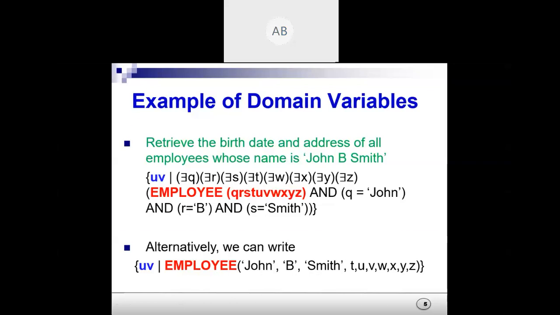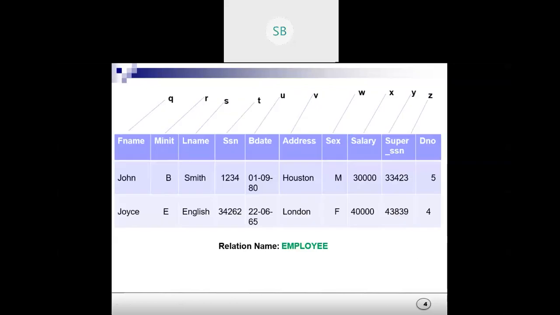In domain relational calculus, given a relation, that is a table, you first assign variables to the attributes. The attributes here are F name, M init, L name, SSN, and so on. So we first assign some variables: Q, R, S, T, U, V. Every time it's not possible for us to refer to these attribute names, so we assign the variables. It will be easy and a shortened form.